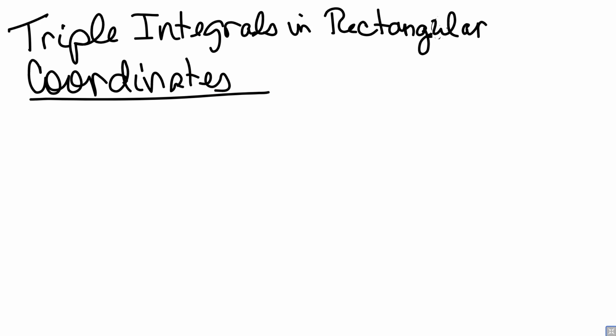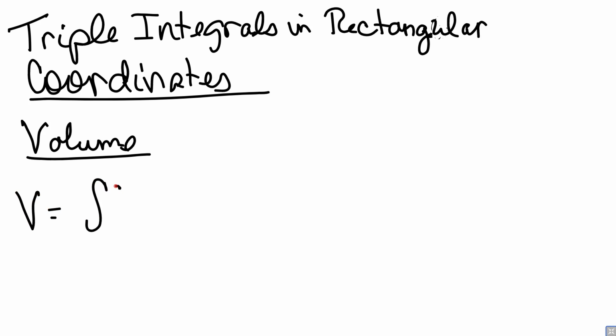Okay. So when we're looking at this, basically we have a couple of formulas that we're going to look at. First is going to be dealing with volume. So our volume formula, V, is going to be the triple integral over the region, dV.